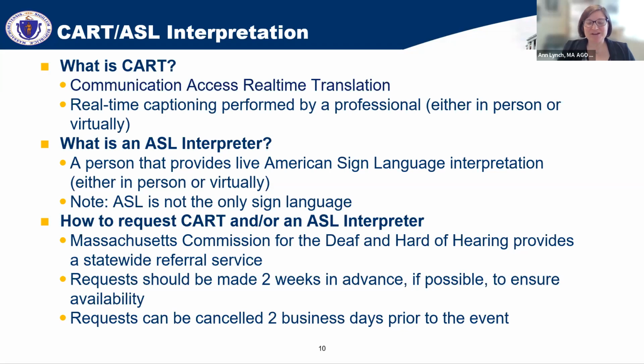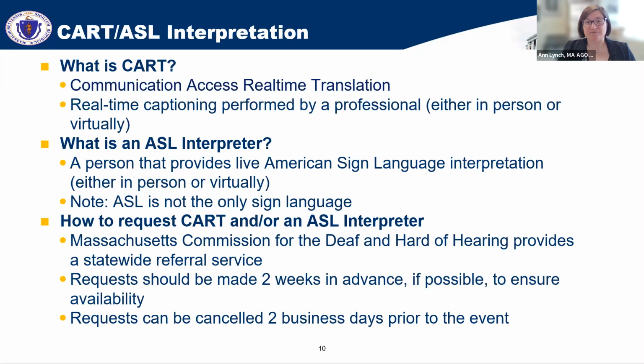So now we're going to dig into CART and ASL interpretation that Julia kind of previewed. But I think as a baseline, it's really important to acknowledge that folks with hearing impairments benefit from different aids and services. So some deaf individuals do not benefit at all from captioning or CART. Some do. Some folks who are deaf, who are hard of hearing, do not benefit from sign language interpretation.